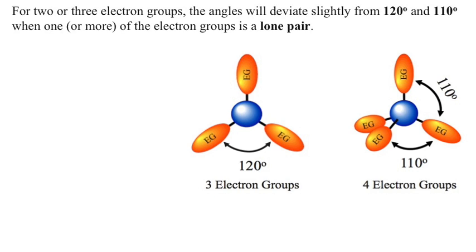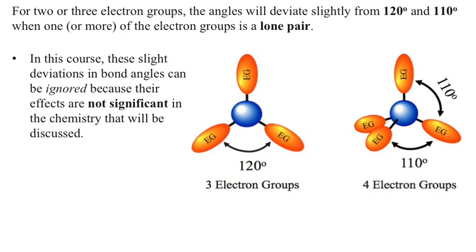A quick disclaimer here. For atoms surrounded by 3 or 4 electron groups, the angles will deviate slightly from 120 degrees and 110 degrees when one or more of the electron groups is a lone pair. The reason for this is that lone pairs exhibit slightly more electrostatic repulsion than do bonded atoms, and therefore push a little bit more strongly on the other electron groups. In this course, these slight deviations in bond angles caused by lone pairs can be ignored because their effects are not significant in the chemistry that will be discussed.